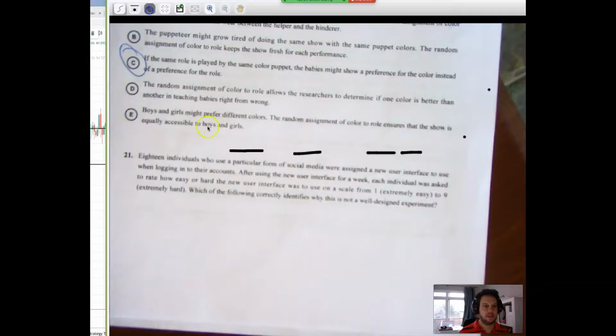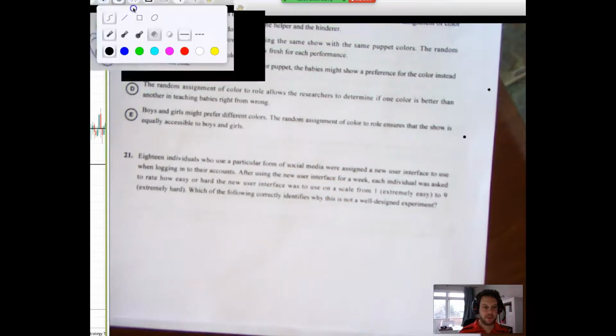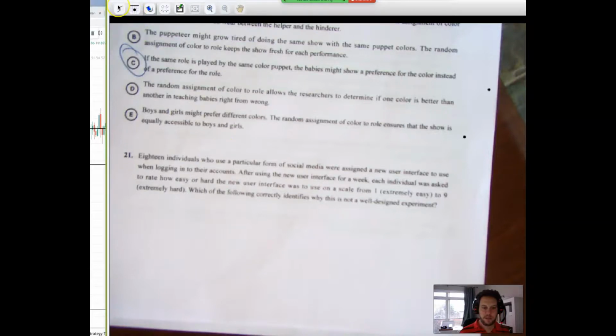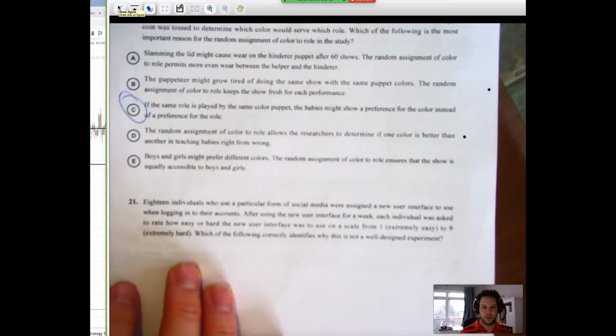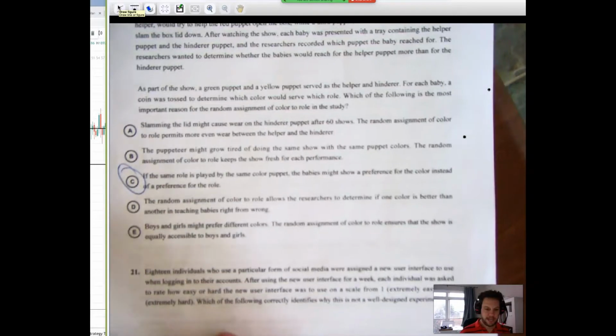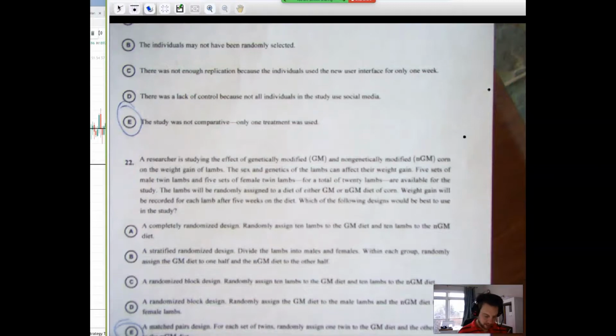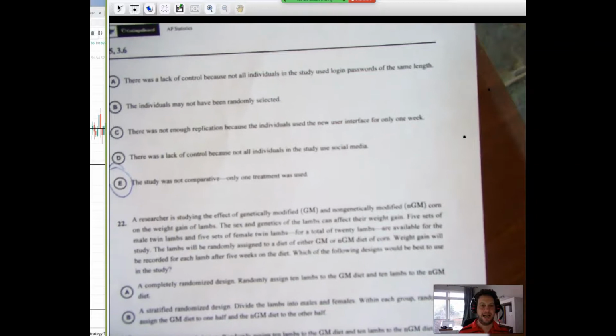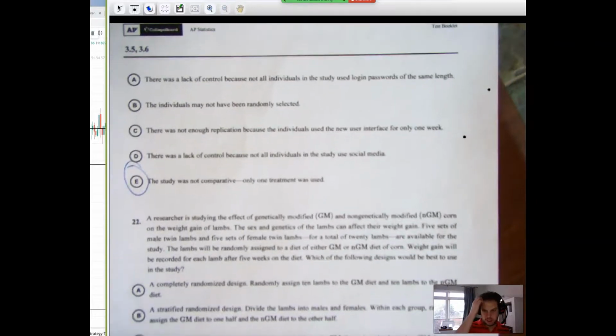21. 18 individuals who use a particular form of social media are assigned a new user interface. After using the new interface for a week, they were asked to rate how easy or hard it was. That is not an experiment. I guess that's what they're asking though, right? Which of the following correctly identifies, well, this is not a well-designed experiment? So the answer is E.